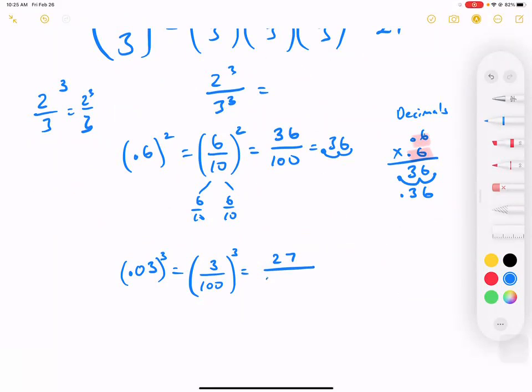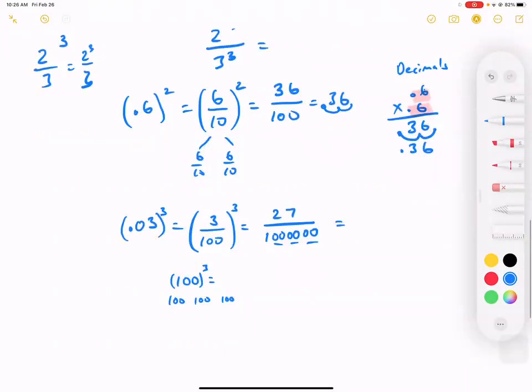Over 100, now here's the thing to consider. 100 cubed means I'm going to have 100 once, 100 twice, 100 3 times, or you can say I have 1 set, 2 sets, 3 sets of zeros. Now this is a pretty long number. Now if I write 27 here, start the decimal in the back, we need to move it 1, 2, 3, 4, 5, 6 spaces, and fill in all the spaces in front of it with a 0.